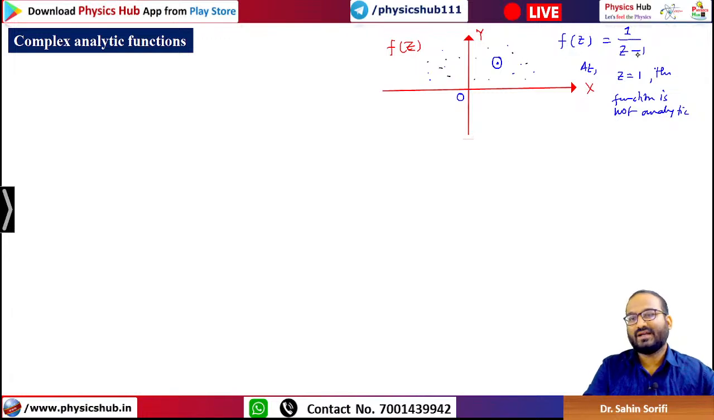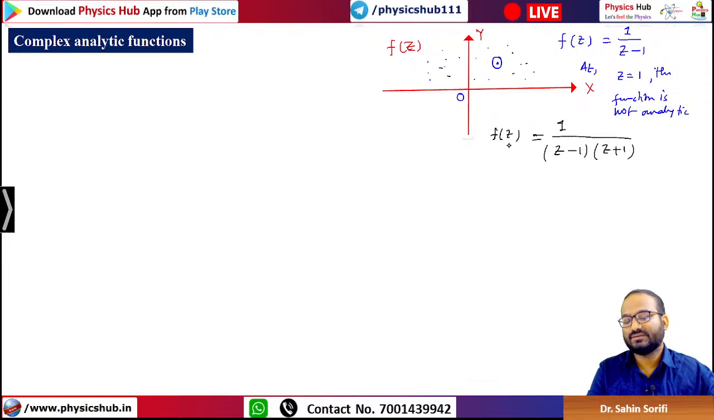So at z equals 1 it is not analytic, but at z equals 2, 3, 4, any point other than that, it will be analytic. For example, if I say f of z is equal to, let's say, 1 by (z minus 1)(z plus 1). It has 2 points where the function ceases to be analytic. One point is z equals 1, another point is z equals minus 1. Either you put z equals plus 1 or minus 1, this function will be divergent. So it has 2 points where the function is not analytic. I hope you have understood this one.